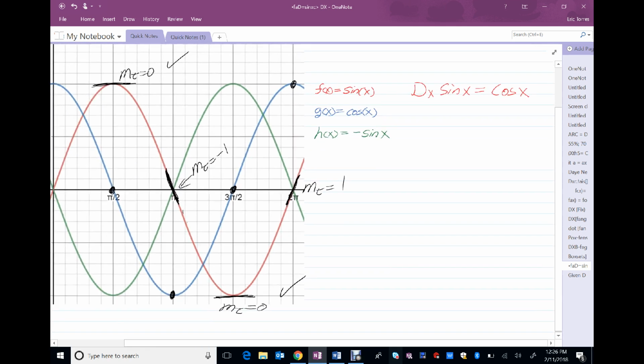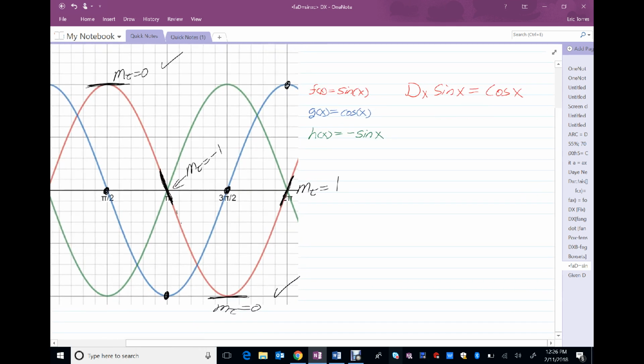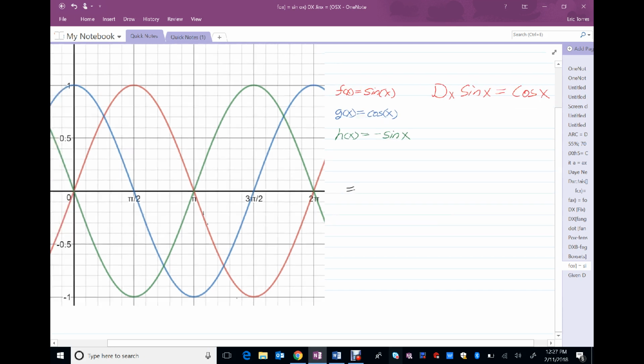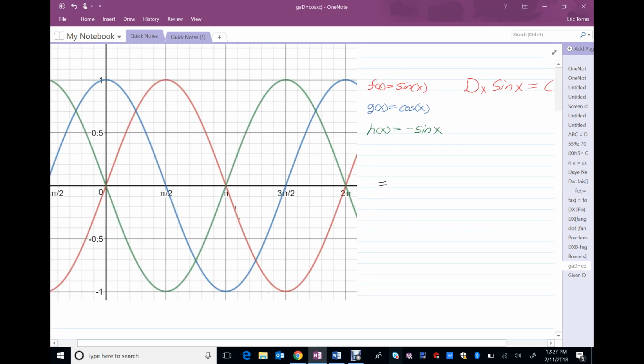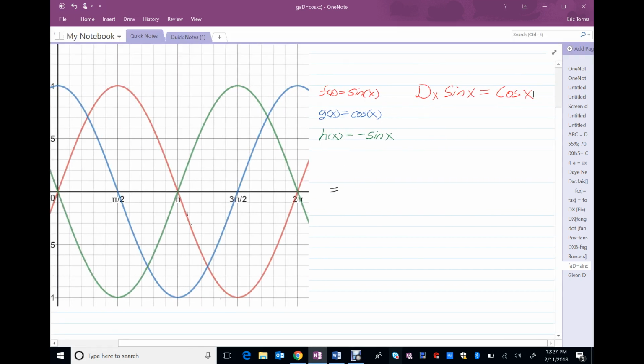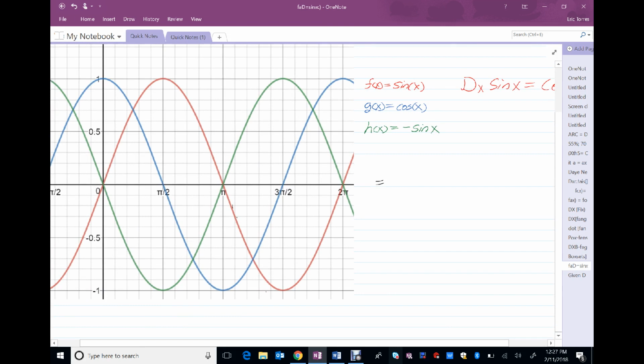Now, we're going to do the exact same technique for cosine. And again, this is not a proof, this is just an illustration. So cosine is the function in blue. I'm going to draw tangent lines. First tangent line at x equals 0, x equals pi, and x equals 2 pi.